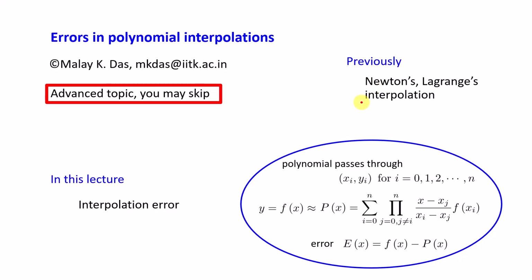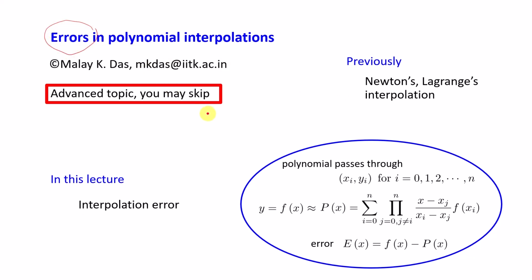In the last few lectures, we have talked about interpolation. And by interpolation, what we mean is fitting of a curve exactly to a bunch of points. In particular, we have fitted polynomial type curves. Now, in this lecture, we'll talk about errors in polynomial interpolation.